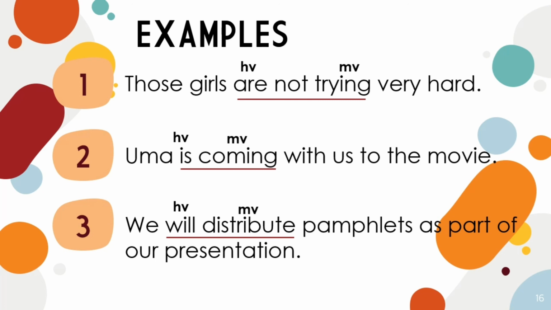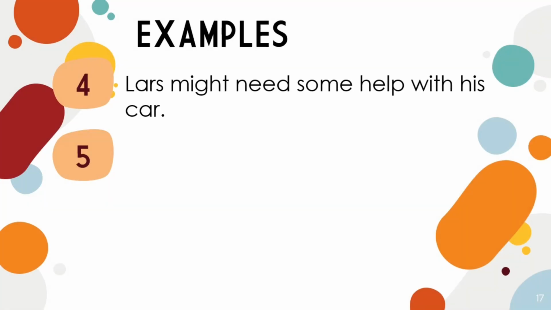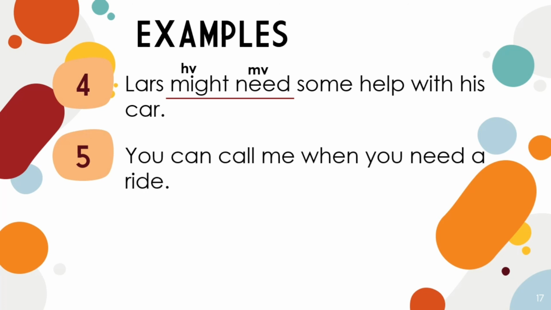It's easy, right? Okay, let's take a look at some more examples. Fourth example: Lars might need some help with his car. So the verb phrase here is might need. Might is our helping verb. Need is our main verb. And the last example: You can call me when you need a ride. Now, where do you think the verb phrase is here? We have can call. The helping verb is can. Call is our main verb. It's easy, right? You just need to read the sentence carefully and identify the helping verb and the main verb. And that's it.